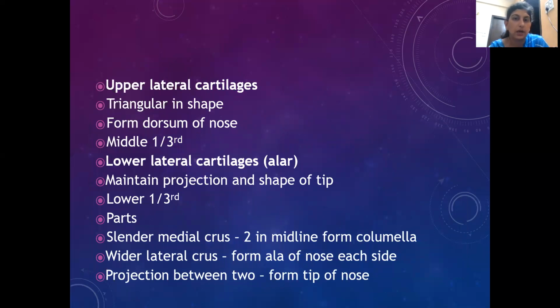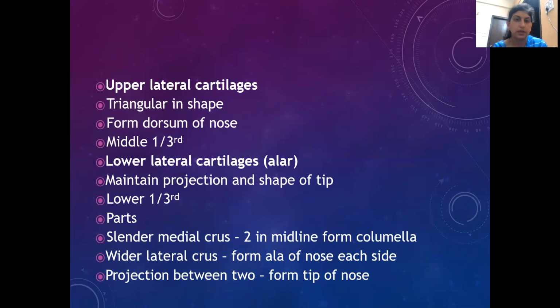Now the upper lateral cartilages, they are triangular in shape. They form the dorsum of nose. The lower lateral cartilages, which are also called as the LR cartilages, they maintain the projection and shape of the tip of the nose.